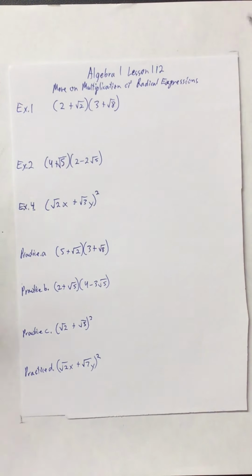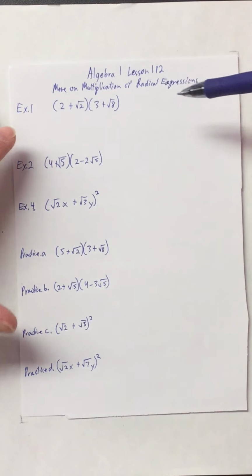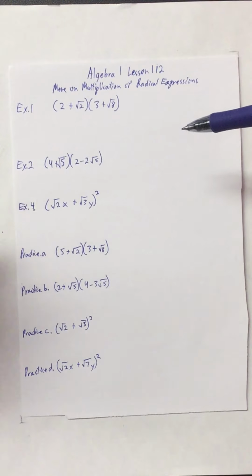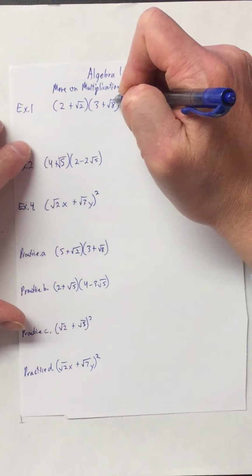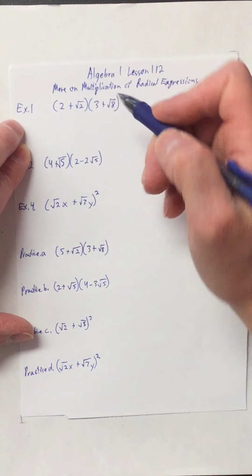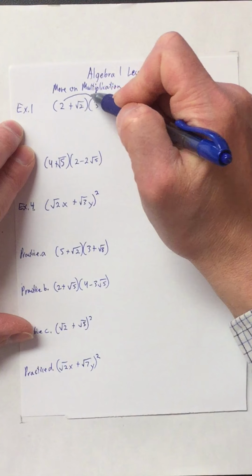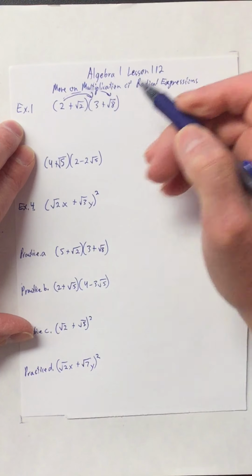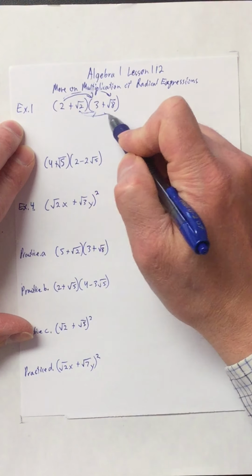Alright, in this one here, we are multiplying two binomials, and it's a little different because we have some square roots showing up inside there. Let's work with the first example. So remember, we got to multiply the first term by both, and then the second term by both.